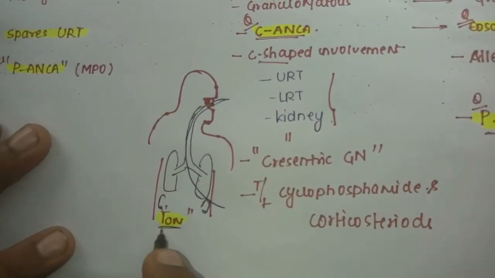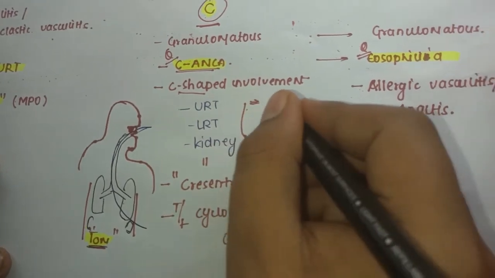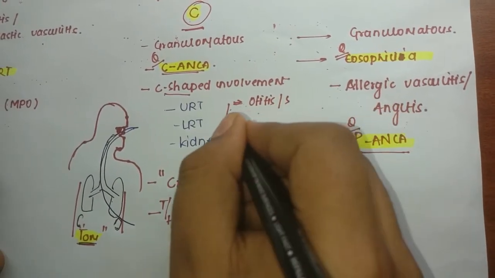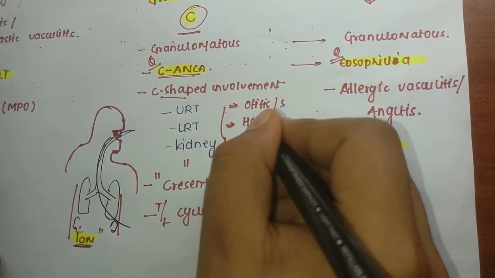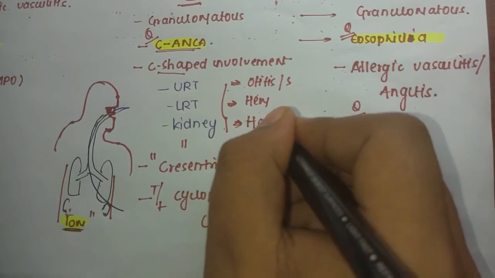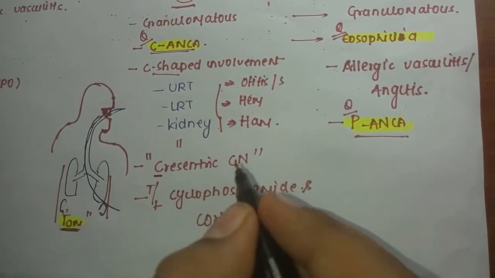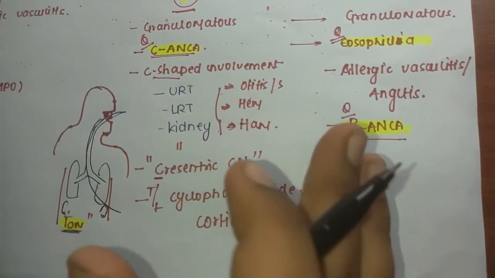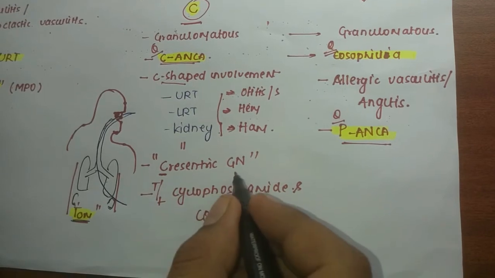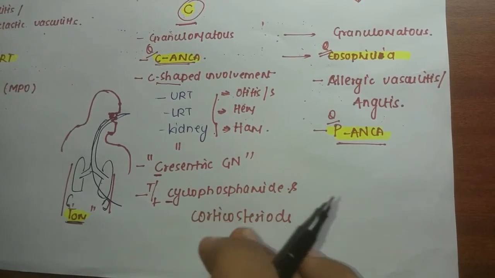So here is my friend Tom, who often comes to me with symptoms of upper respiratory tract involvement like otitis media or earache, sinusitis, lower respiratory tract involvement like hemoptysis, and kidney involvement like hematuria and proteinuria. The other C is crescentic glomerulonephritis. Although in the earlier stages it shows focal segmental glomerulonephritis, later on it becomes crescentic glomerulonephritis. The other C is for the treatment: cyclophosphamide and corticosteroids.